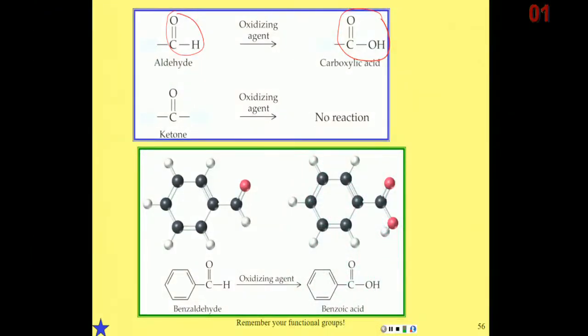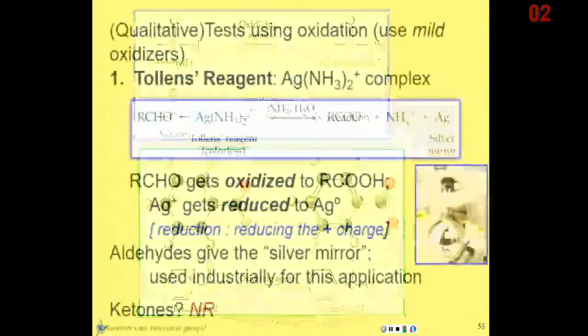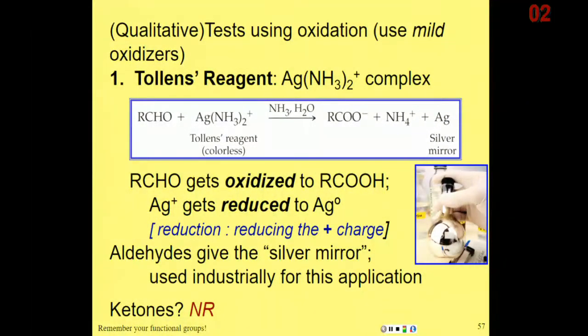Now, it has a name. The name of that hasn't been encountered previously, but here it is in case you'd like to see it. It's called benzoic acid. And so all we've done is turn the aldehyde group into the carboxylic acid group. Nothing else changed.